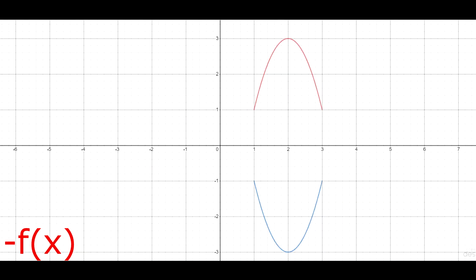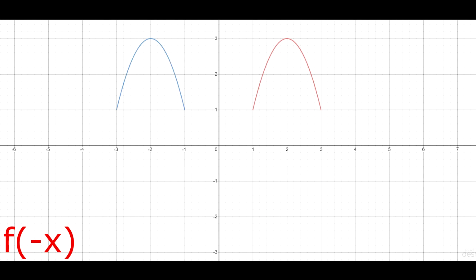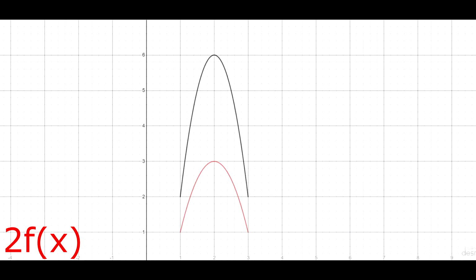By putting a negative sign outside the function, we would reflect it over the x-axis. By putting a negative sign inside the function, we would reflect it over the y-axis. By putting a number greater than 1 in front of the function, we would vertically stretch it. For example, by putting 2, we would vertically stretch the function by the factor of 2.